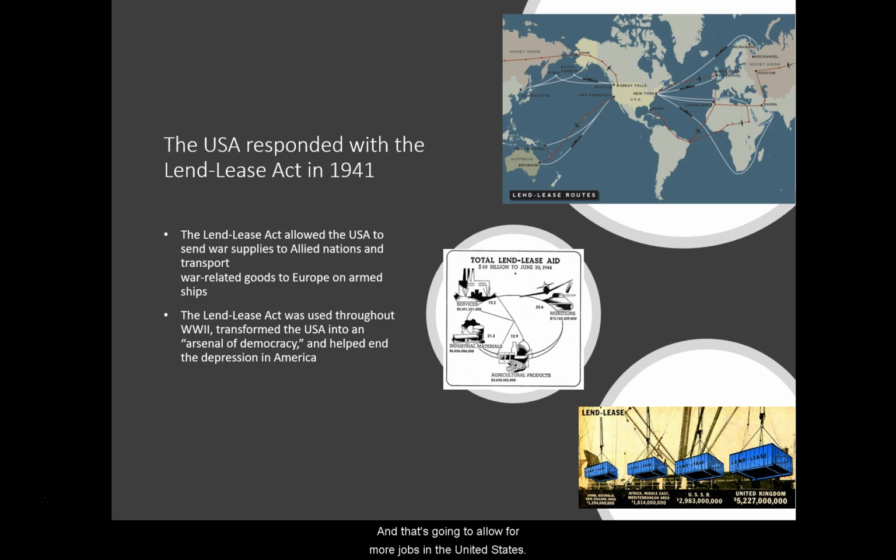We're going to start producing those. And that's going to allow for more jobs in the United States. In a time when approximately 25% of the United States is out of a job, those war munitions jobs are going to be of great use to the nation. And it's really that ramping up for World War II that finally does end the Great Depression that's gone on for over a decade now, over 10 years.